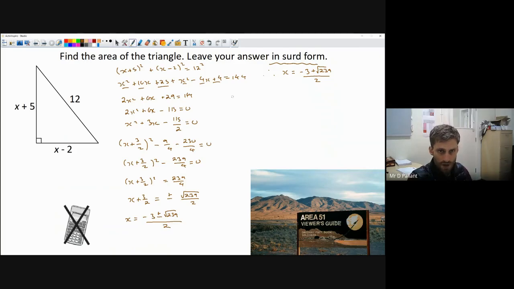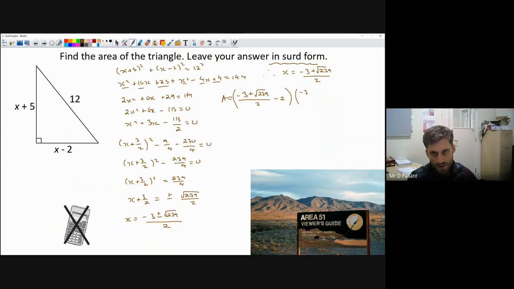So I'm going to do half base times height. And half base times height is going to be area equals, or half the base is minus 3 plus the square root of 239 over 2 minus 2. So that's the base.